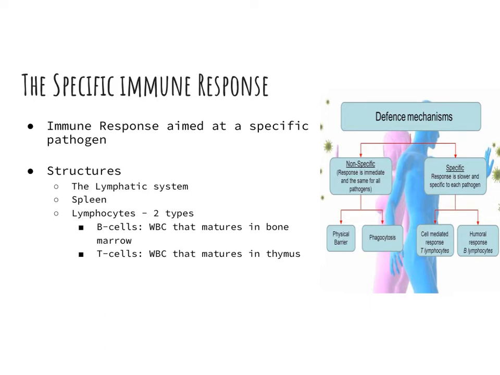Here are the major structures we went over last time: we have the lymphatic system, we have the spleen, and lymphocytes, remember, it's a fancy word for white blood cells. Specifically we're going to be talking about B cells and T cells today. B cells mature in bone marrow, starts with B. T cells will mature in the thymus, starts with T. That's the way to remember those.